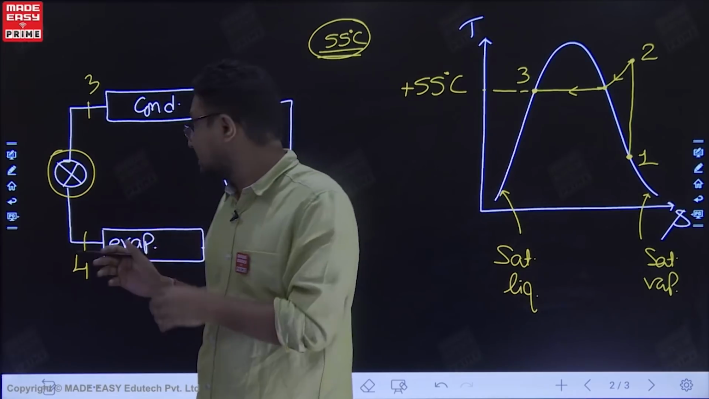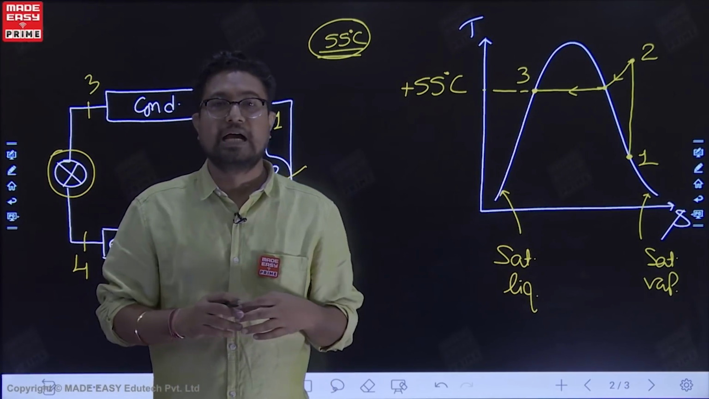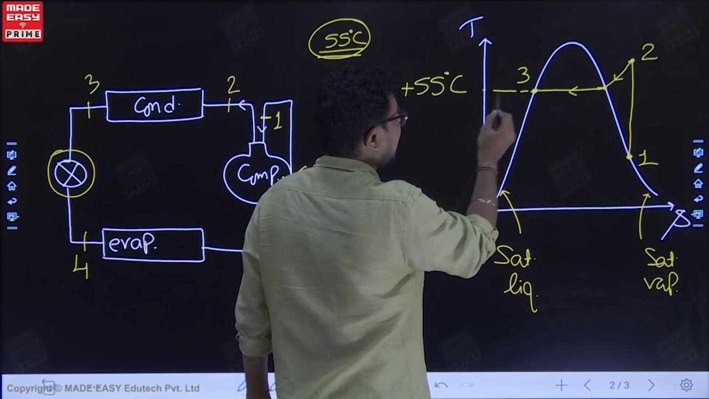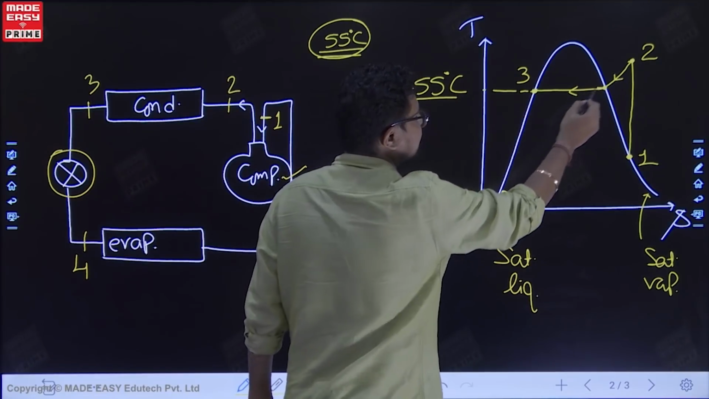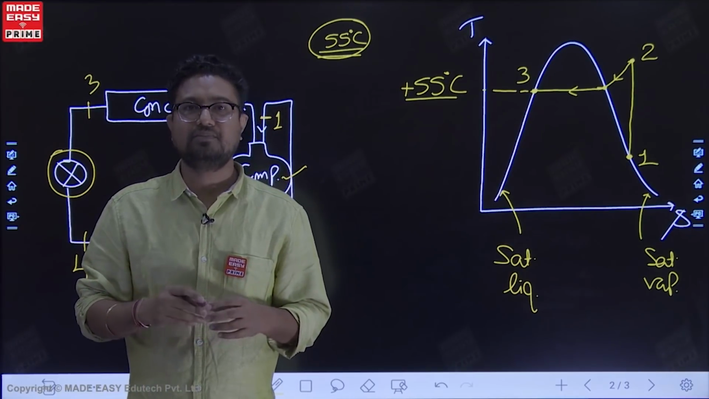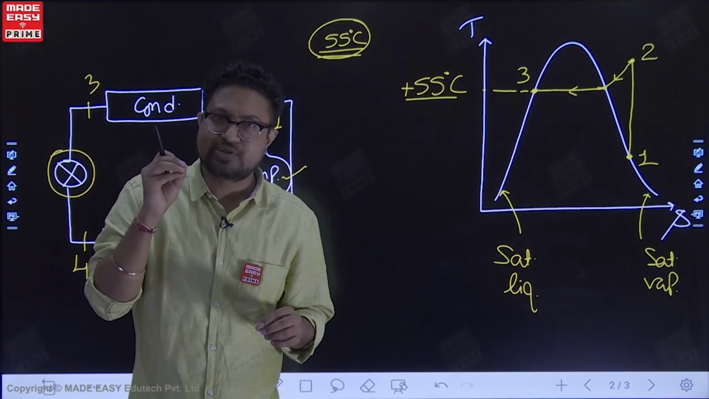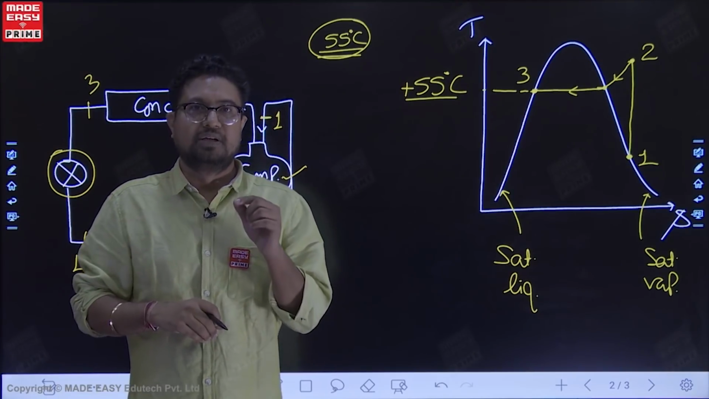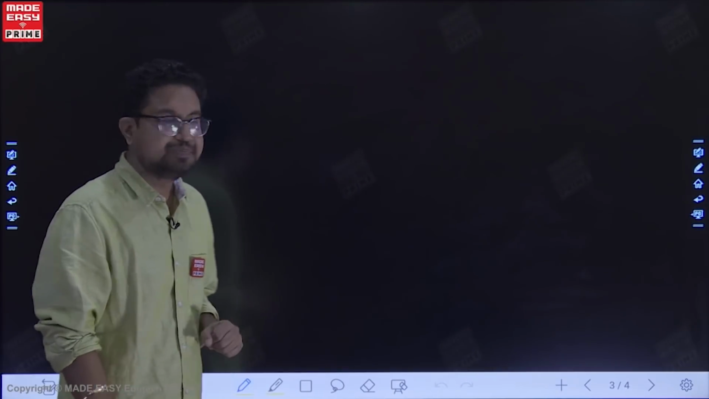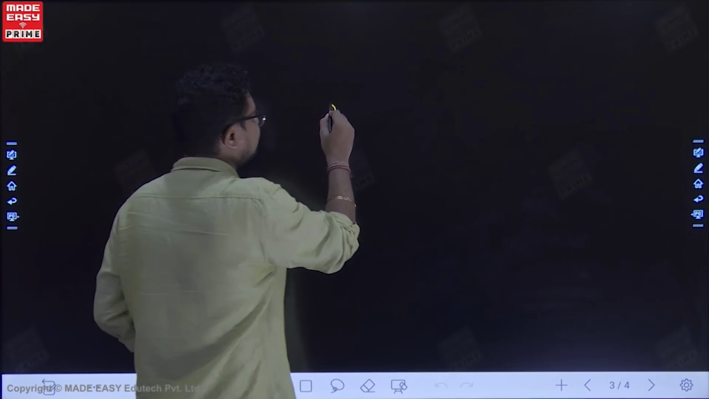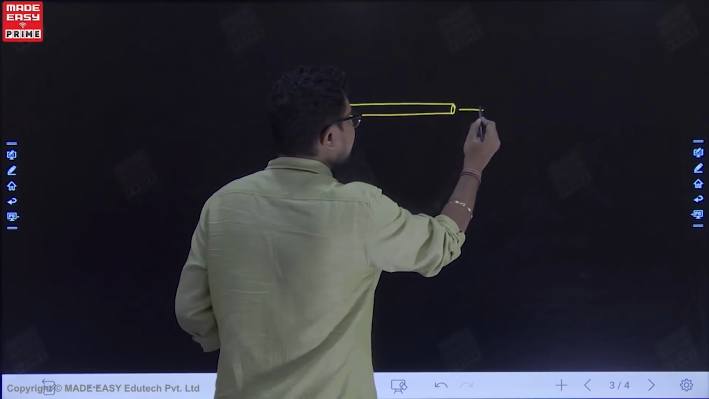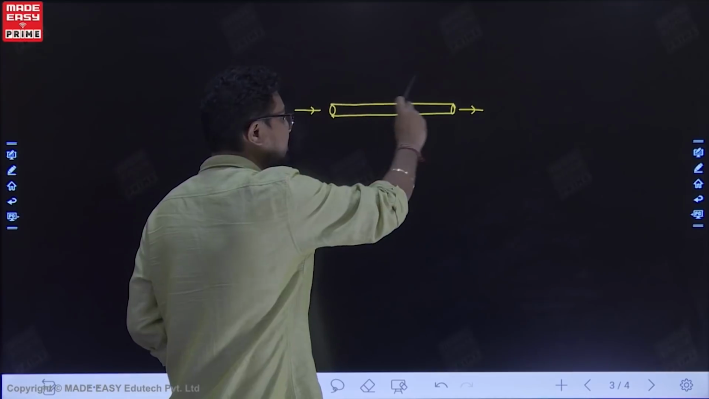Now let us also understand this throttling. We have a liquid, this is saturated liquid, at high temperature and high pressure. So what I am doing? I am sending this saturated liquid to a capillary tube. What is this capillary tube? It is a narrow tube.